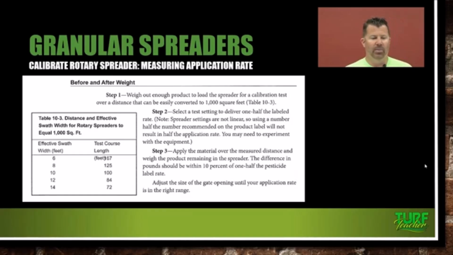We got step 1. Weigh out enough product to load the spreader for a calibration test over a distance that can be easily converted to 1,000 square feet. Again, guys, how many times do I have to tell you, break down your properties to 1,000 square foot blocks.